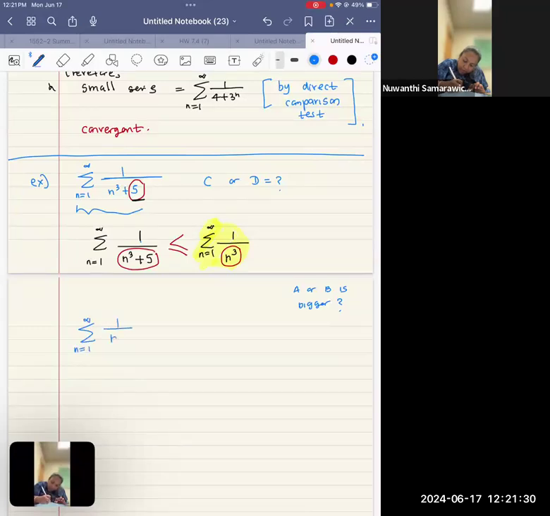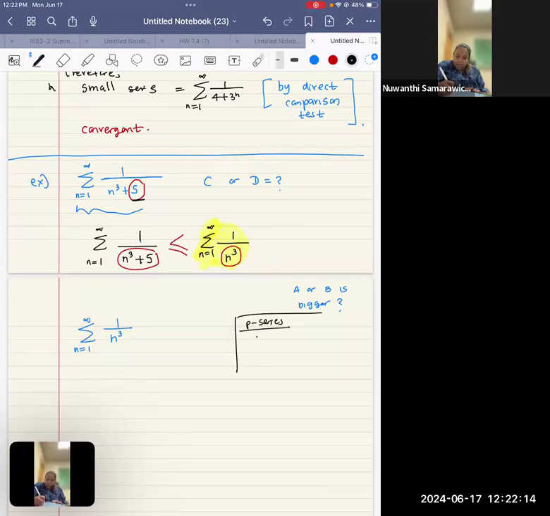So we have 1 over n to the power 3. What do you think? Which technique do we use here? Kyle has an answer. What about others? What series are we going to use? What technique are we going to use? P series, right? We are going to use P series.